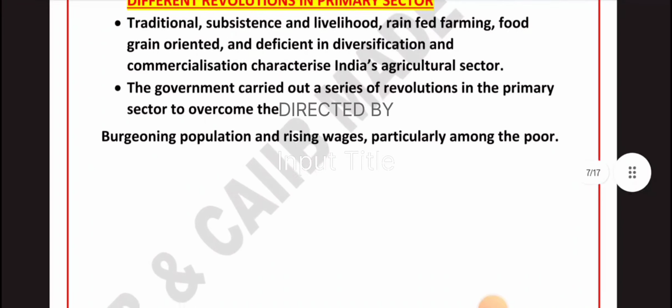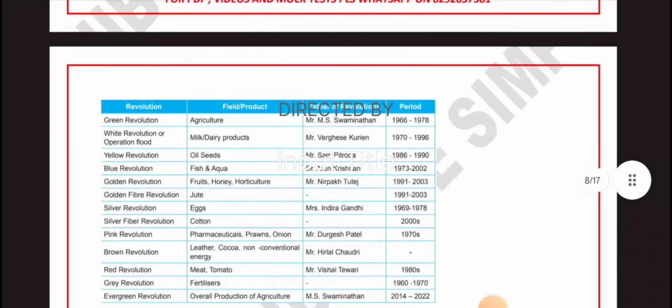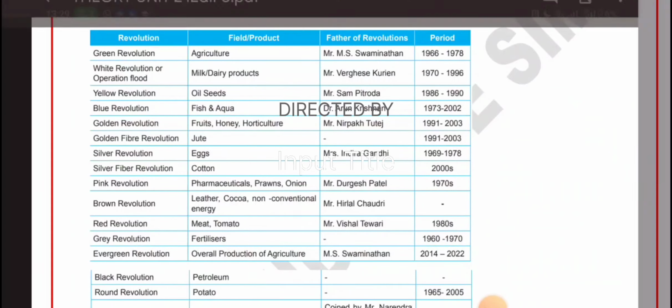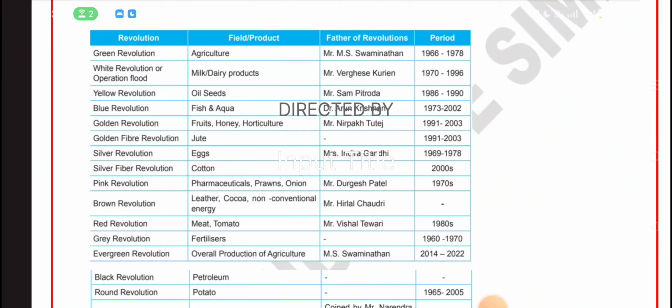So some revolutions like the green revolution we will discuss. You can see the green revolution, one of the most significant agriculture revolutions. It focused on increasing agriculture productivity through the adoption of high-yielding crop varieties, advanced irrigation techniques, and the use of fertilizers and pesticides. This revolution has led to a significant increase in food grain production.